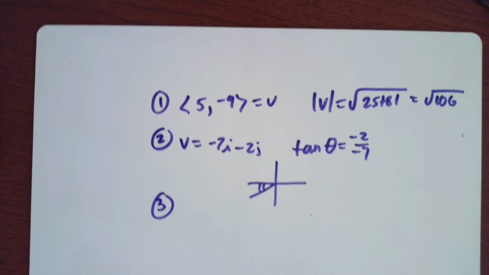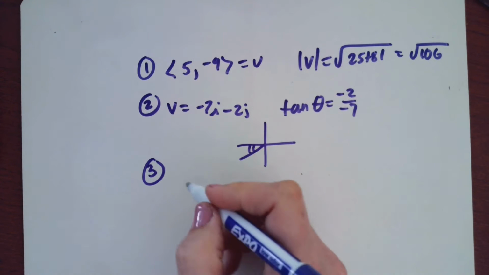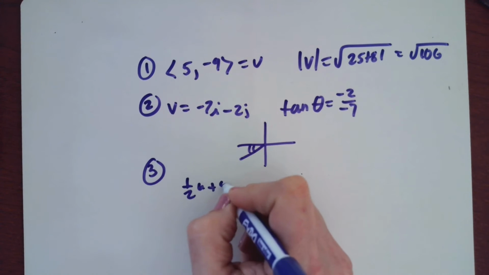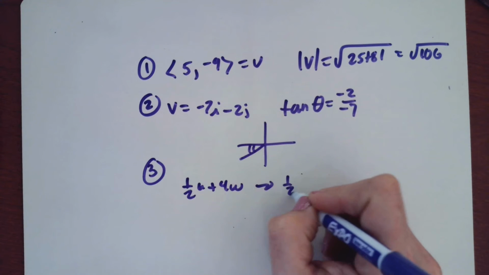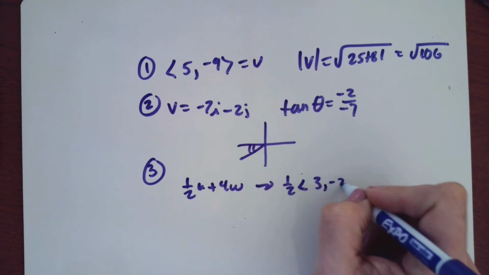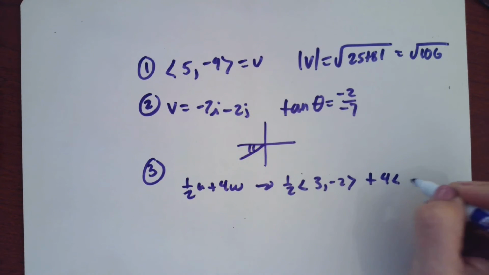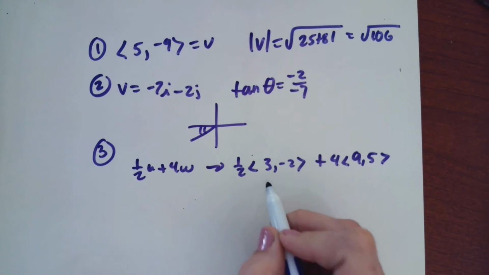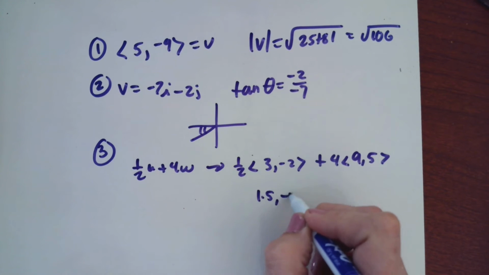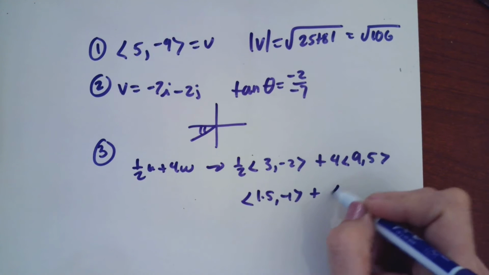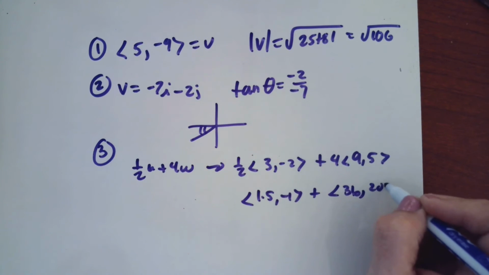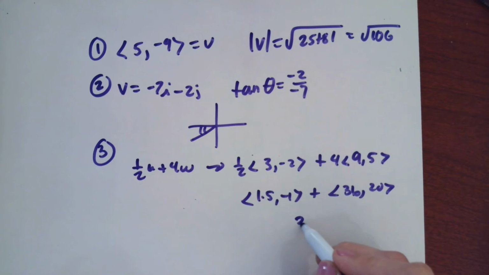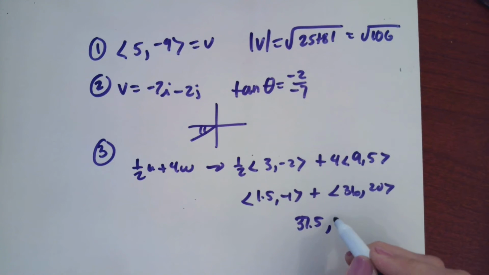For number 3, given two vectors, find 1/2 u plus 4w. So that means 1/2 u is the vector 3, negative 2, plus 4 times w, well, w is the vector 9 and 5. So let's see, this would be 1.5 and negative 1, plus, what, 36 and 20. So together that would be 37.5 and 19 would be my new answer. You can put i's and j's, whichever.